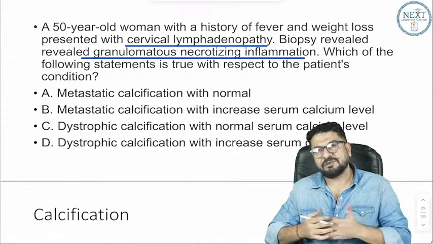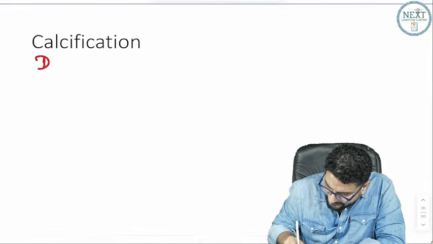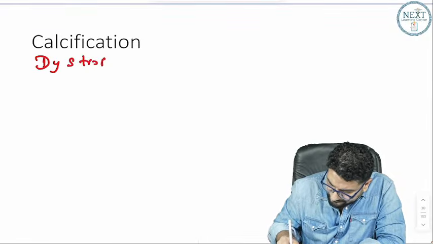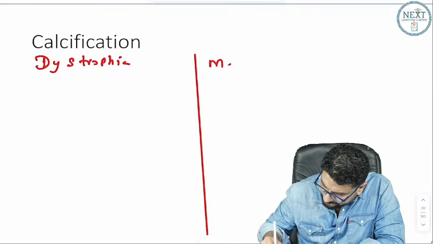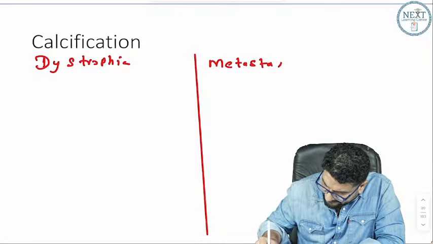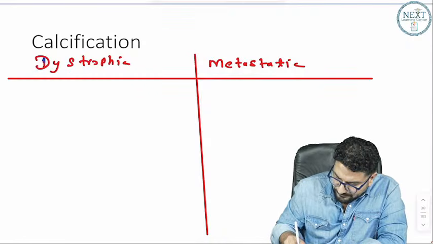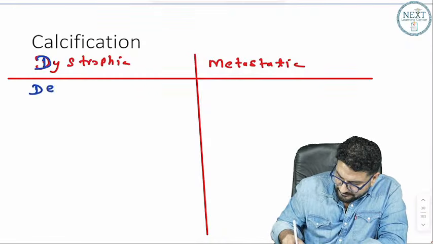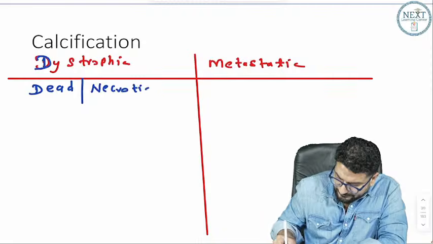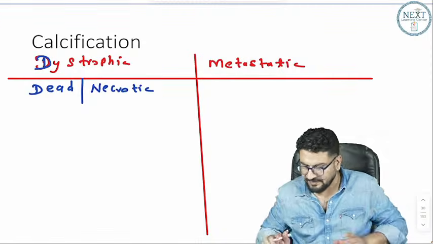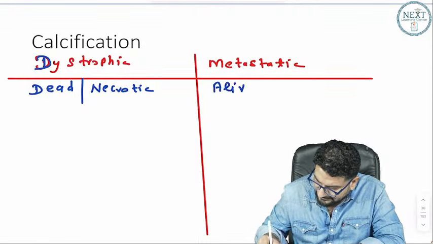They ask you what you will find in TB, which type of calcification. We can have two types of calcification: dystrophic calcification and metastatic calcification. Understand this. Dystrophic calcification, D for dystrophic, D for dead, meaning dead tissue or necrotic tissue. So it is seen in those tissues which are already dead. Metastatic is seen in live tissue, those tissues which are alive.